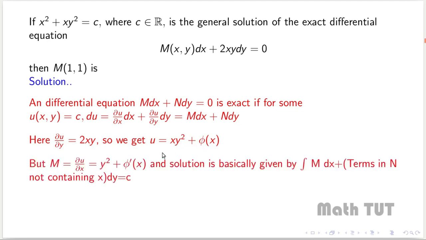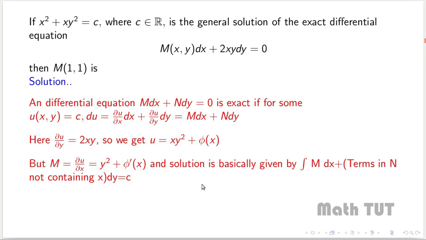you are going to get something like xy square plus phi of x. If you differentiate this u with respect to x, we get dou u by dou x, which is nothing but our m. So we get y square plus phi dash of x. And the solution, for an exact differential equation, is given by the integral of m dx, where y is kept as constant, plus terms in n not containing x, dy, equal to c. So that will give the solution actually.